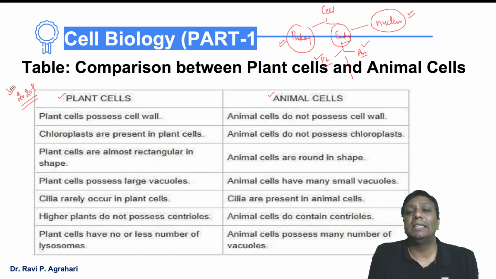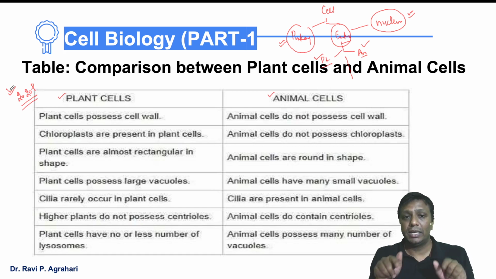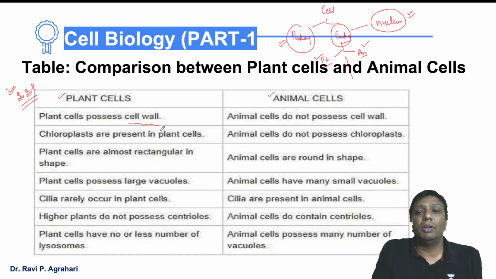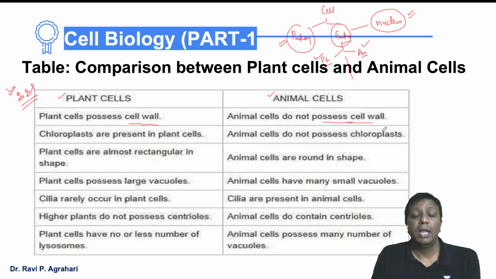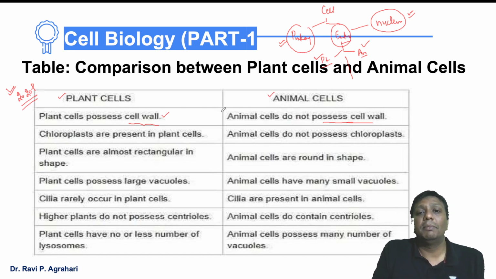If you see the plant cell and animal cell, guys, the plant cell has an outer layer, and this outer layer is called the cell wall. But the cell wall as an outer layer is absent, not possessed in the case of animal cell. This is the main difference between the plant and animal cell. So plant cell has a cell wall, but animal cell has no cell wall. That is the main difference.